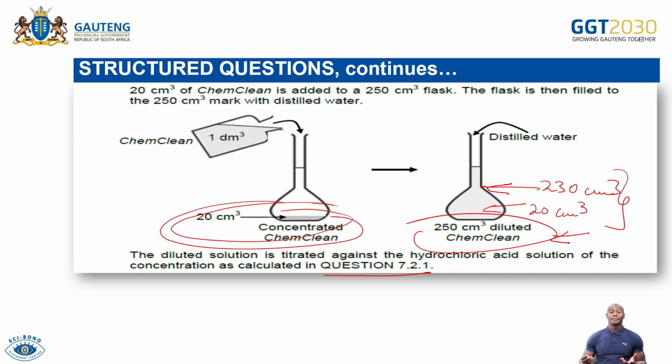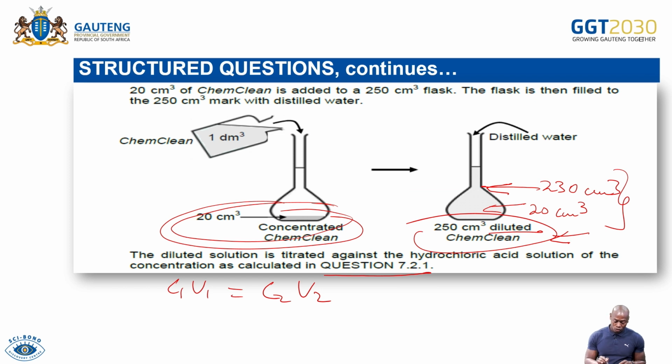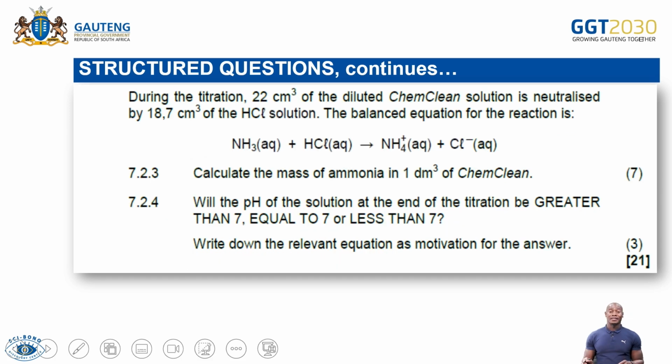This is dilution here. Hence they're saying dilute ChemClean. And for dilution you can use C1V1 equals C2V2. Here they are saying the concentrated household product ChemClean contains ammonia as the main cleaning agent. To determine the amount of ammonia present in 1 cubic decimeter of ChemClean, the following procedure was followed. We have 20 cubic centimeters of ChemClean added to 250 cubic centimeters, then the flask is filled to that. Let's check, because there's missing information here. During the titration, 22 cubic centimeters of the diluted ChemClean solution is neutralized by 18.7 cubic centimeters of hydrochloric acid solution.